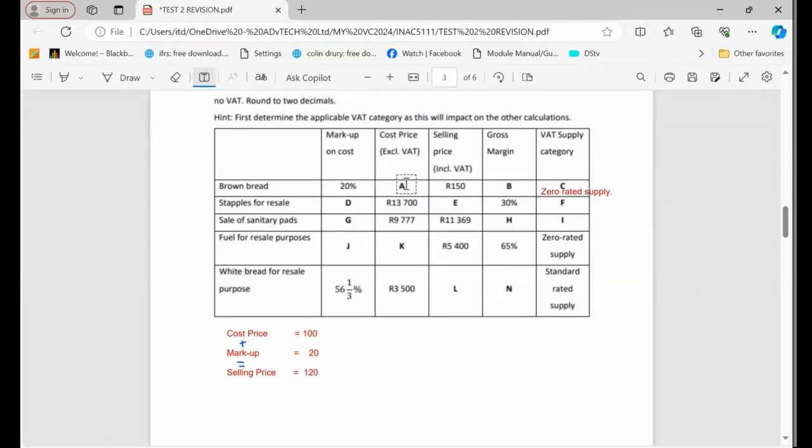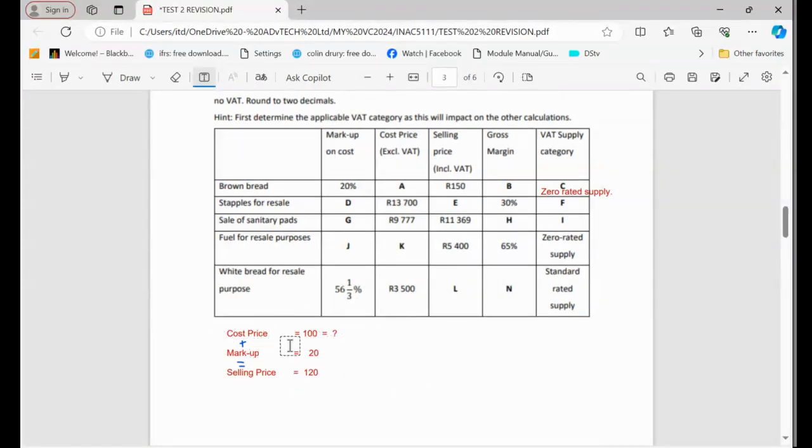Now, after doing that, remember we're calculating A. When we calculate A, we need to check: what is the column here? The column says cost price. So it means we're calculating cost price. So I'm going to go in line with the cost price like we've done before. Okay, I'm going to put a question mark here. I put the question mark there because my intention is to calculate cost price.